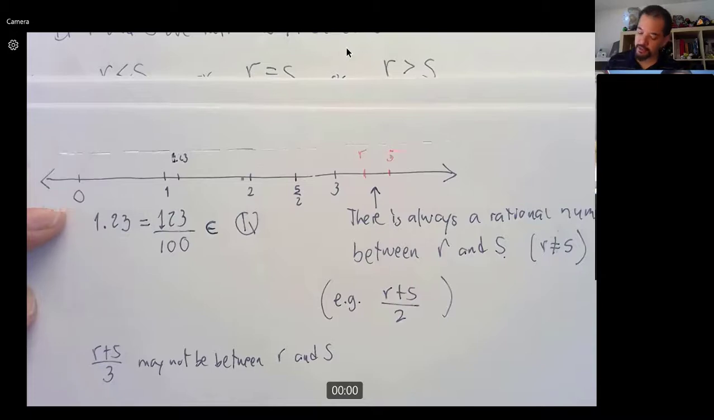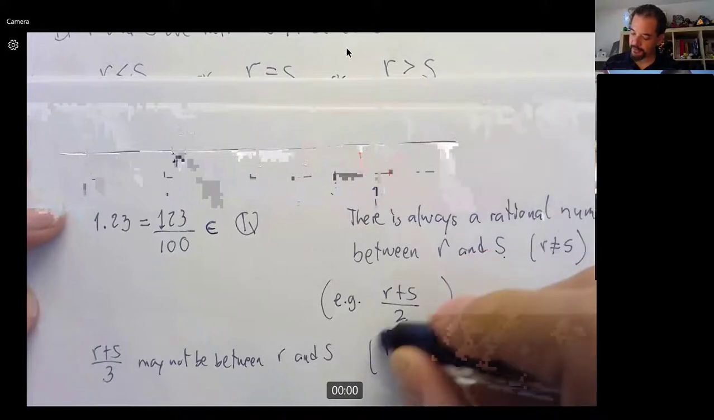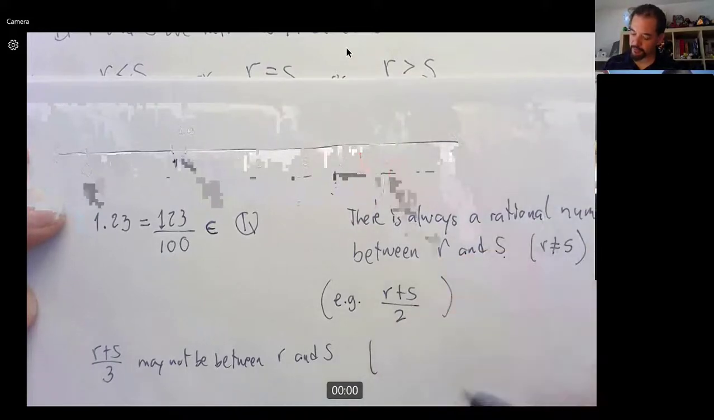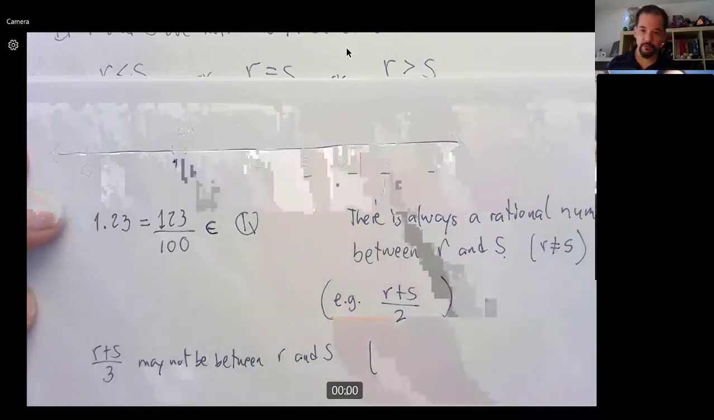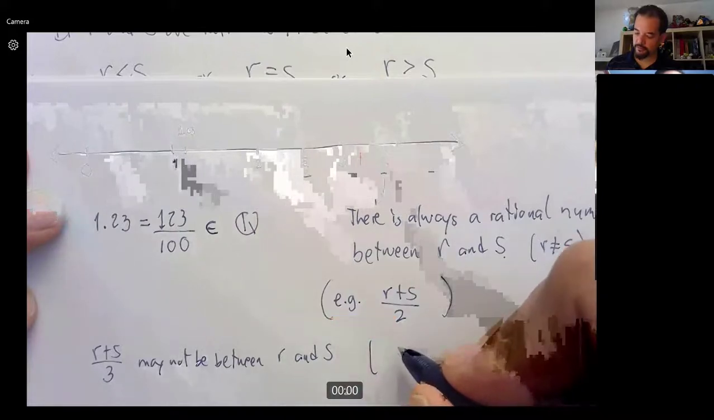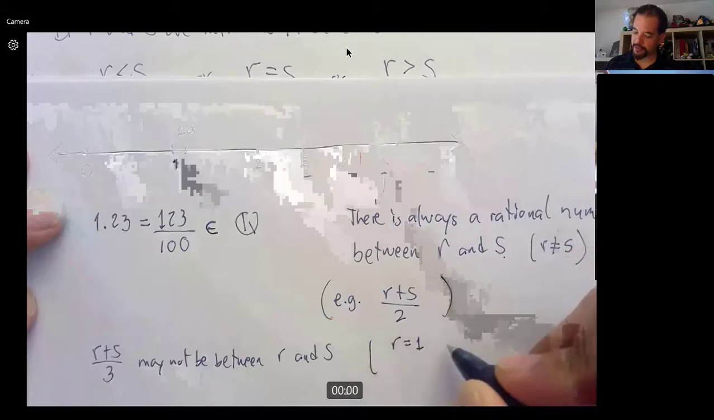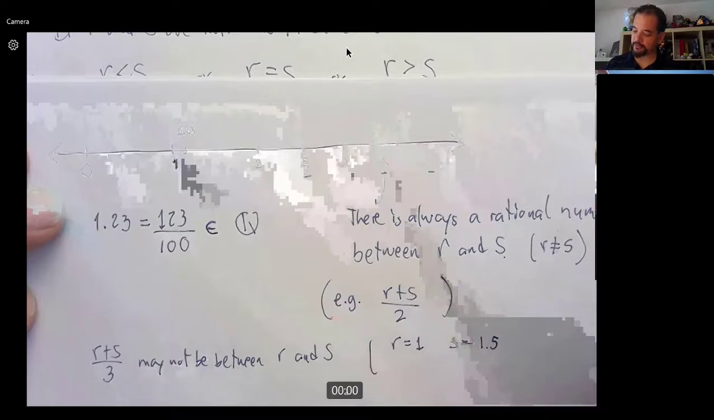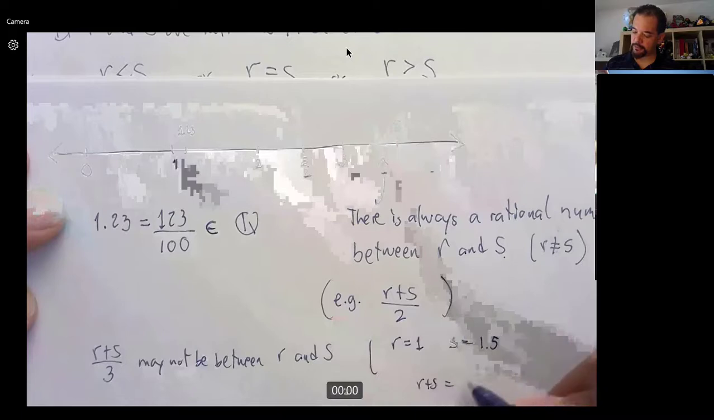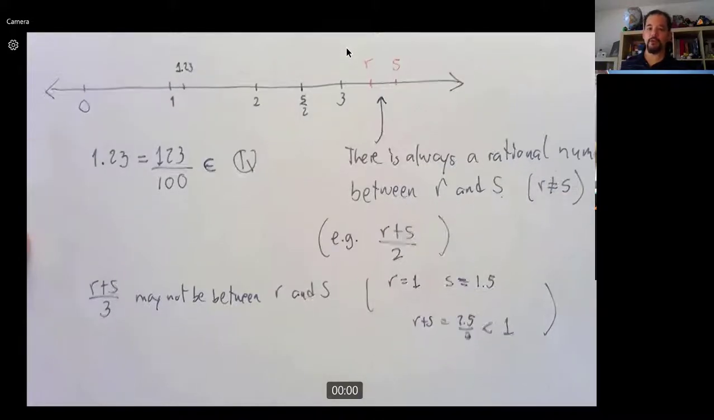What if we make R 0? No, R 0 was going to work. Would that be R equals 1 and S equals 2? For example, right? Or anything less, like R equals 1 and S equals 1.5. Let's do it like that. So then R plus S would be 2.5 over 3, which is less than 1, right? So that one doesn't really work.